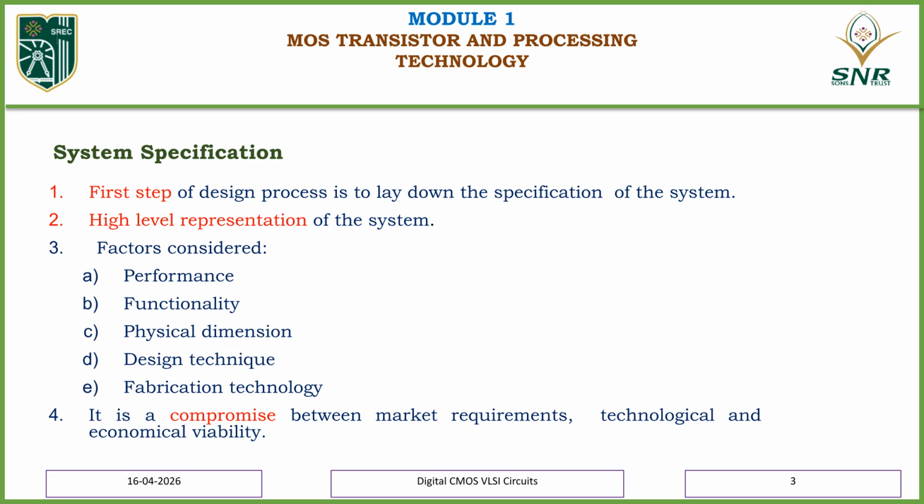Performance includes speed and timing constraints, while physical dimensions relate to chip area and packaging limitations. Design methodology and fabrication technology determine feasibility and scalability. Additionally, power consumption, cost, and reliability are also important considerations. Ultimately, system specification involves making trade-offs between performance, power, and area, commonly referred to as the PPA trade-off, while balancing market requirements, technological feasibility, and economic viability.